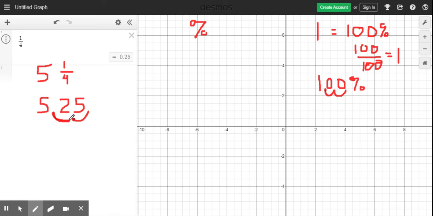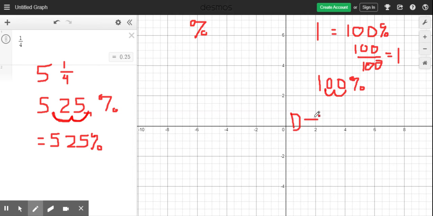Move our decimal 2 places to the right. Each time you move to the right 1 place, it's times 10. So times 10 times 10. Move your decimal here and put on your percent symbol. So 5 1/4 is equivalent or equal to 525%.